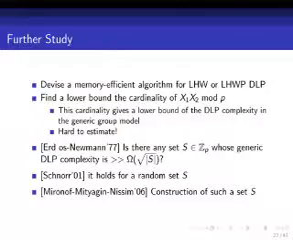In 1977, Erdos and Newman suggested a question like this: is there any set S whose generic DLP complexity is much greater than square root of S? It holds for a random set S, but the answer was given by Mironov, Mityagin, and Nissim in 2006 in Eurocrypt. They gave a construction of such a set S. This is another line of research related to DLP.